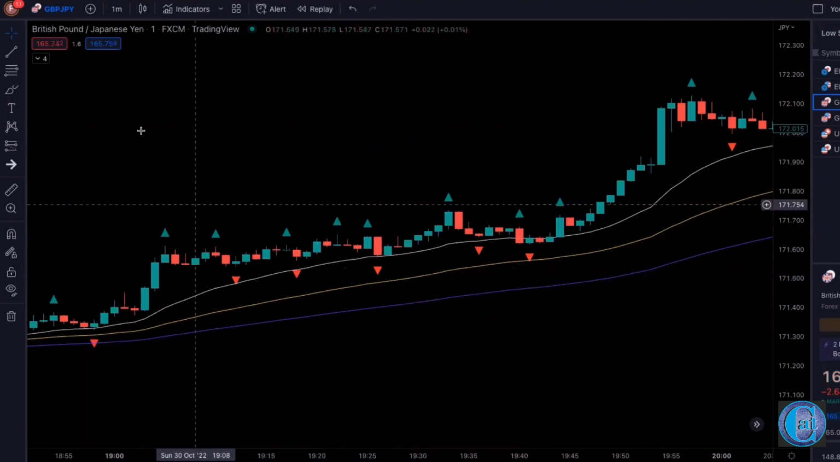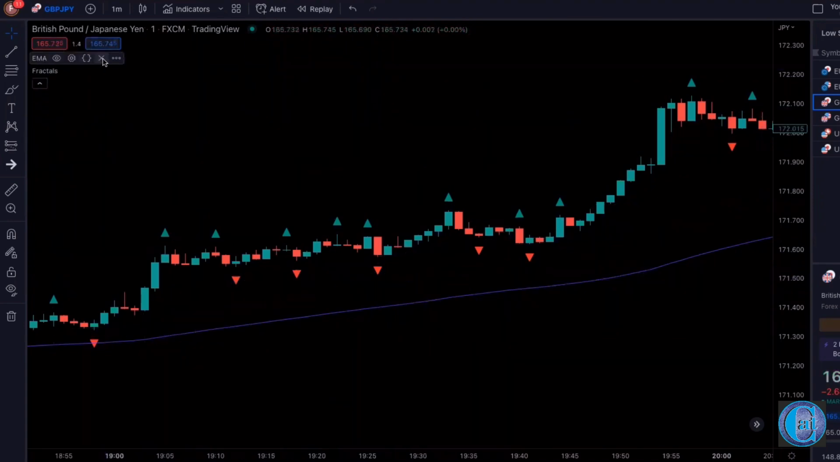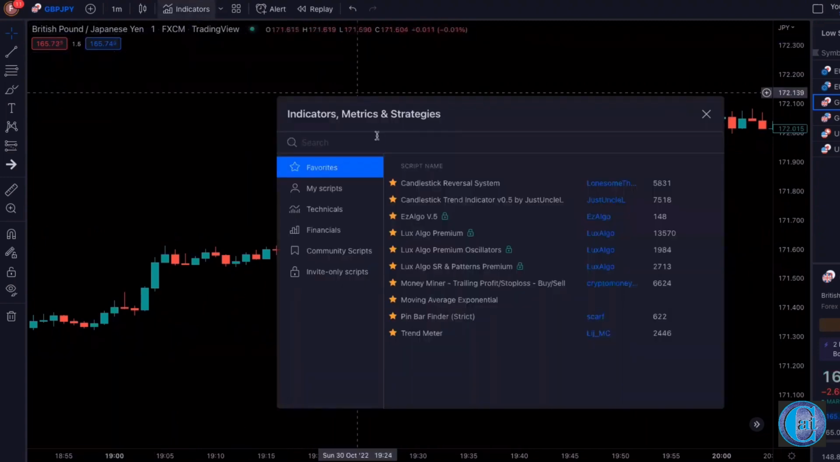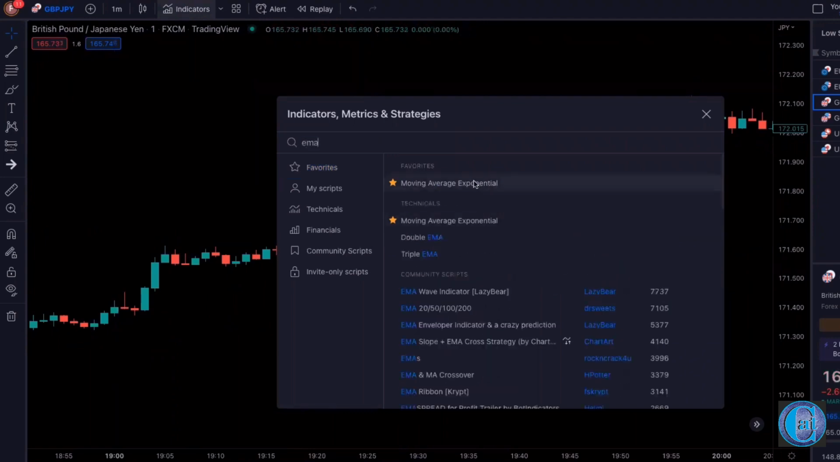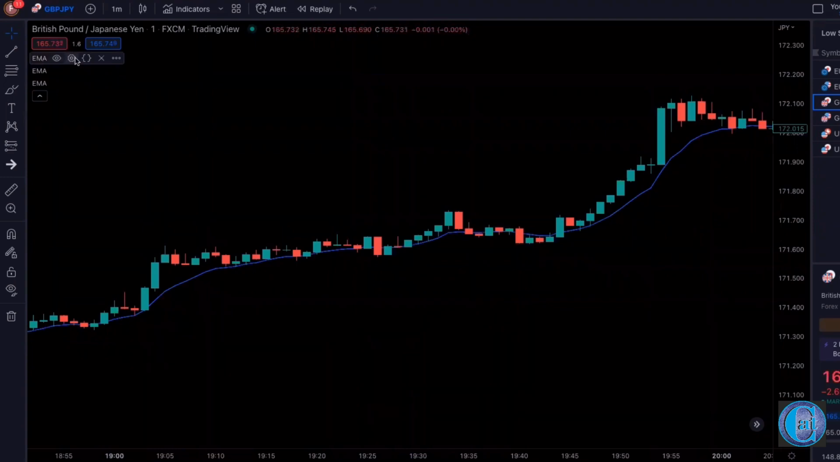This is what your chart's going to look like. I'm going to X out of everything and show you guys how to set it all up. So we're going to add 3 moving averages to this, okay? The exponential moving averages, the EMAs, we're going to add 3 times with 3 different settings. All right, and then let's make those changes, and then we'll add the final indicator.